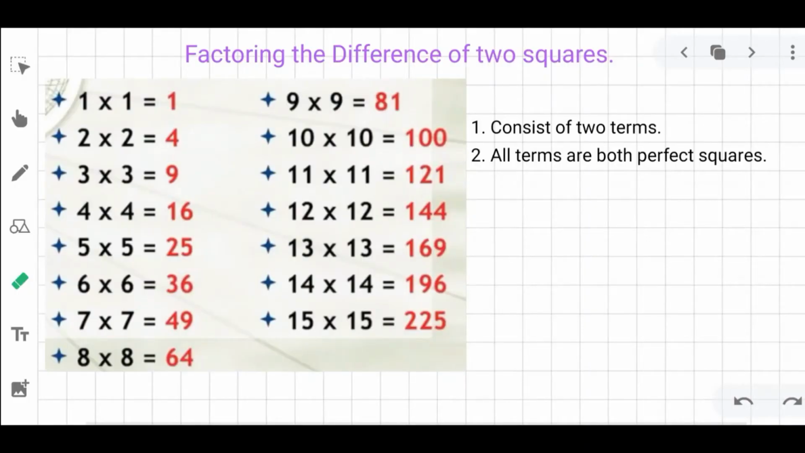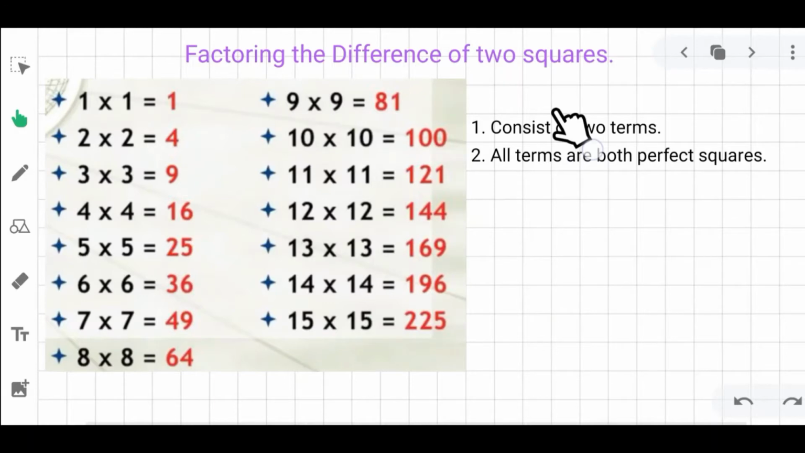So last time, we tackled factoring the greatest common monomial factor. Today, we will discuss factoring the difference of two squares. Basically, this is the continuation of our topic last time about factoring.